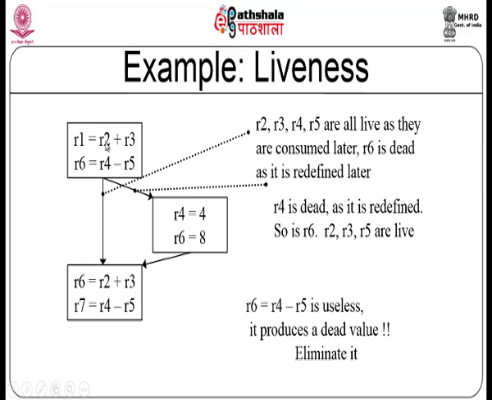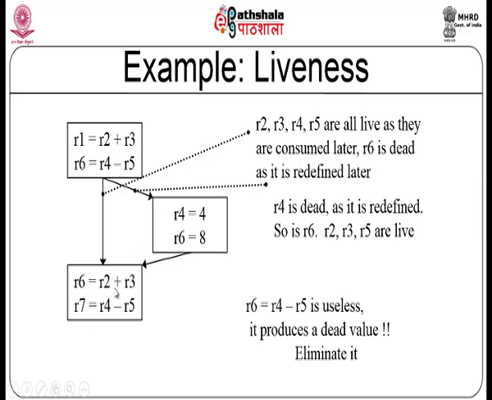So here at this particular point R2, R3, R4, R5 are used here, which means they could be live for the successor blocks also. But R6 is assumed to be dead here as it is redefined later, and R4 is dead as it is redefined here at this point. At this point we see that there is a value for R4, but on the alternate path R4 and R6 are going to be redefined here. Therefore, R4 and R6 are said to be dead. But R2, R3, R5 can be live here.